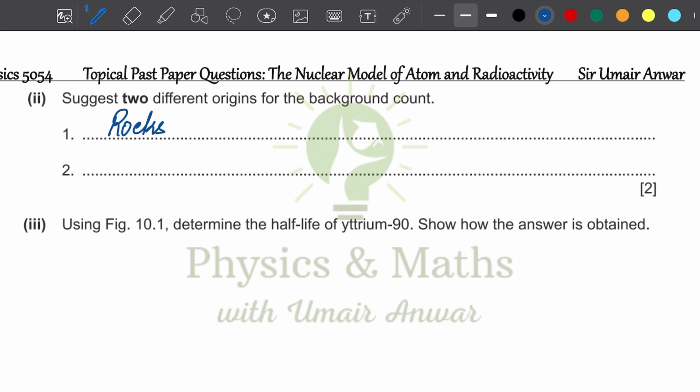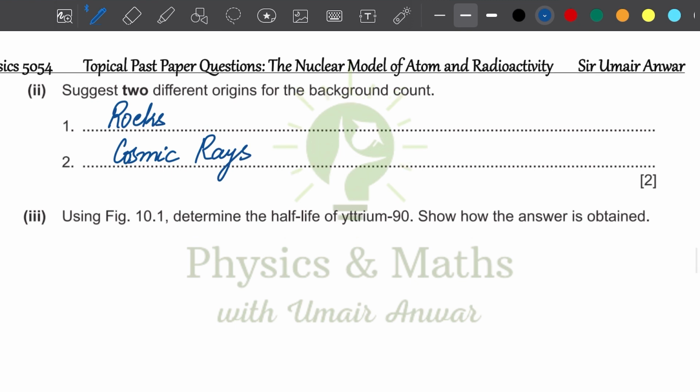They contain the radioactive material, so they emit radiations. And secondly, we could say that cosmic rays could be another source of background count.